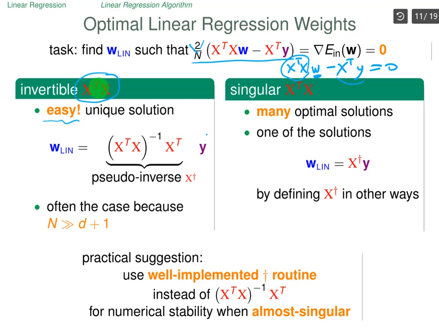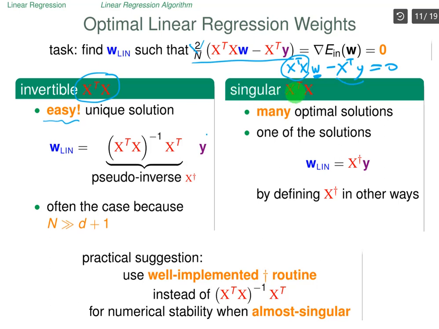Based on these properties of the following matrix, we can have two answers. First, if our X transpose X is invertible, then the solution is easy, and we have only one unique solution, which is obtained simply by inverting the following matrix. So W lean will be equal to the following term, and our matrix is invertible.